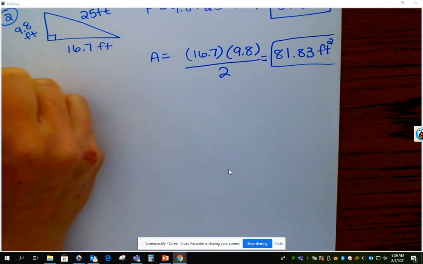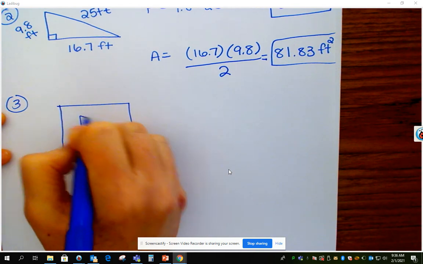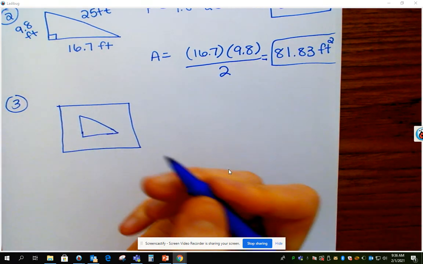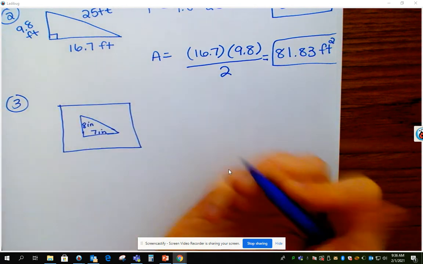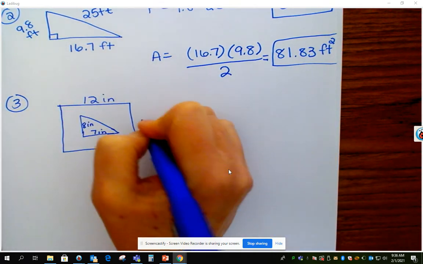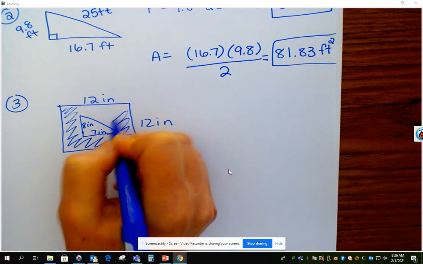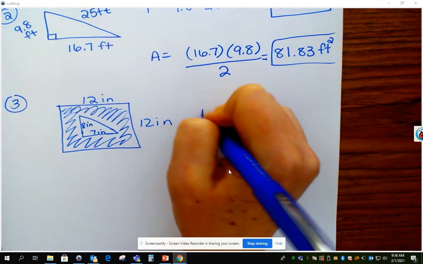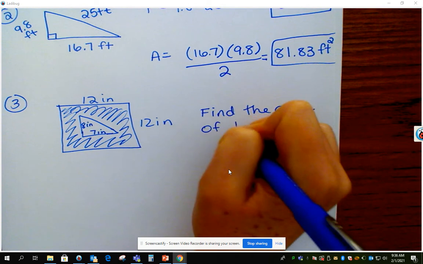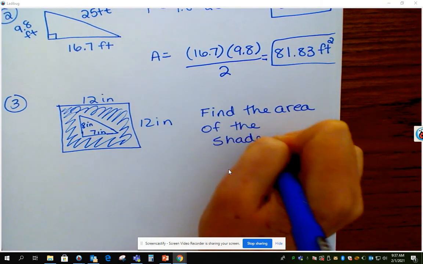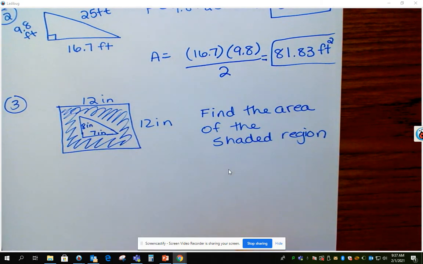All right, and number 3, this one's a little different, just think it through. I have a triangle inside of a square. The measurements on the triangle out here are 7 inches, and this part is 8 inches. The measurements of my square are 12 by 12, and this part around the triangle is shaded in. Now what I'd like you to do is find the area of the shaded region. So just this part that's shaded in around the triangle.